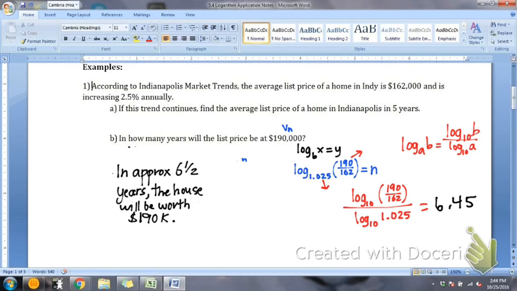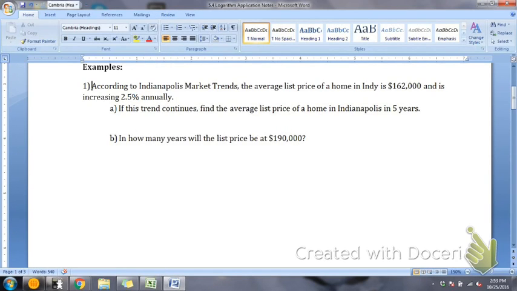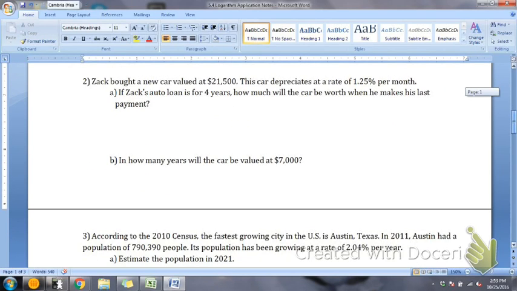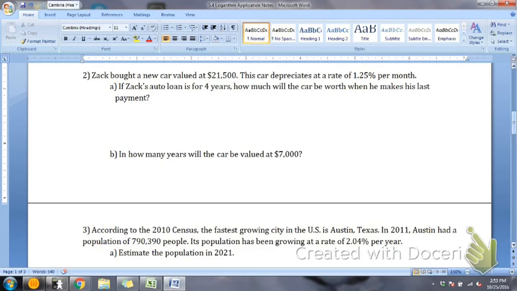Okay, let's go on and set up number 2. Zach bought a new car valued at $21,500. What do you think this is in our formula? Is it our new value or is it our starting value? Initial P. It's our initial, right? So this is my P value. The car depreciates. What does that mean we're going to use? Subtraction. Subtraction. Excellent. The car depreciates at a rate of 1.25%. Again, if you are not strong with your decimals, take 1.25 and divide it by 100.